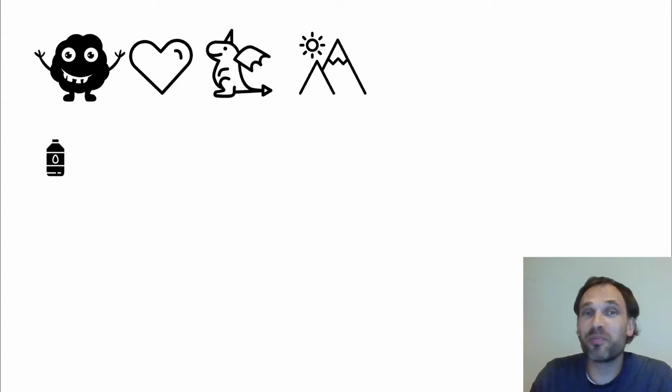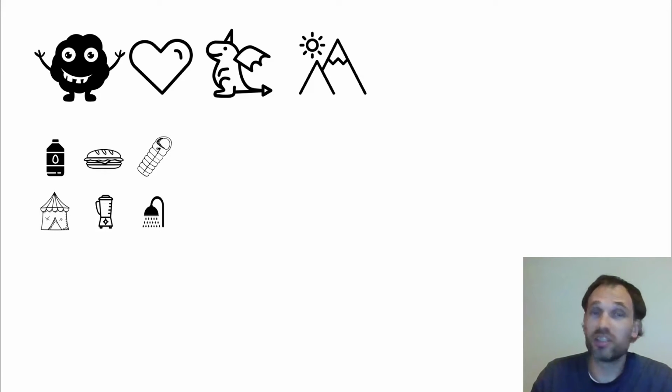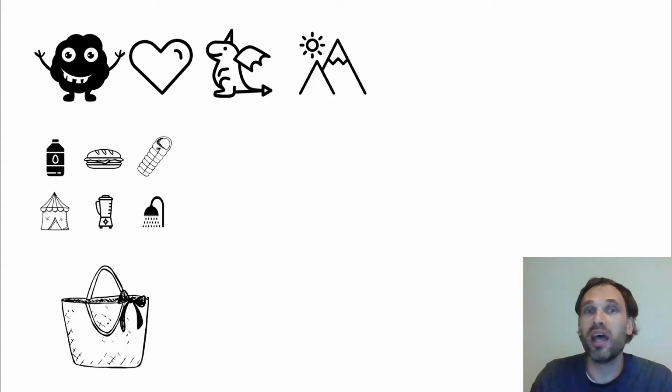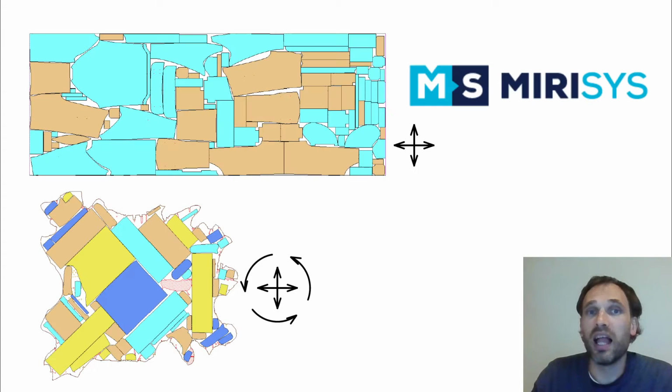So what they take with them during their honeymoon is a bottle of water, some sandwiches, a sleeping bag, a tent, a blender. Of course, you want to have your smoothie in the morning, and a shower. The usual stuff to take with you on a hiking trip. Problem is, they have only one bag, and they want to fit everything of their stuff into the bag. And this is somehow the one motivation you can think of for what we are studying in this talk, namely putting stuff into other stuff, also called packing.